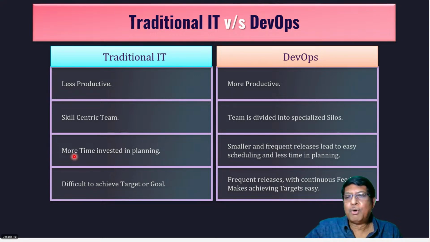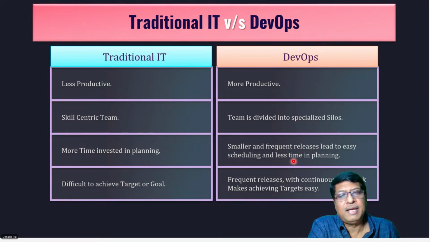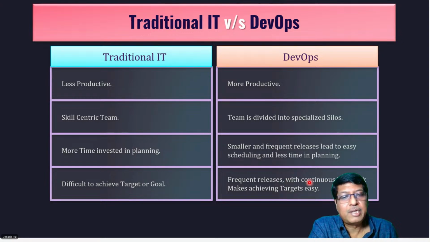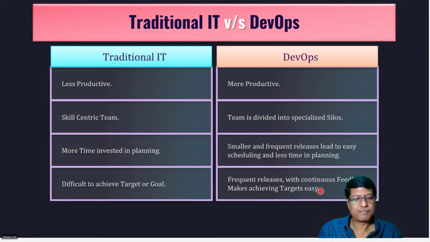Okay, more time invested in planning. As I said, traditional IT is all project management based, project planning and all those things. Here you have smaller and frequent releases, which lead to easy scheduling and less time in planning. And also I should have included documentation. There is very little documentation. Difficult to achieve target or goal: as I said, almost 75% of the projects failed, whereas frequent releases with continuous feedback make achieving targets easy. That is the beauty of Agile and DevOps.